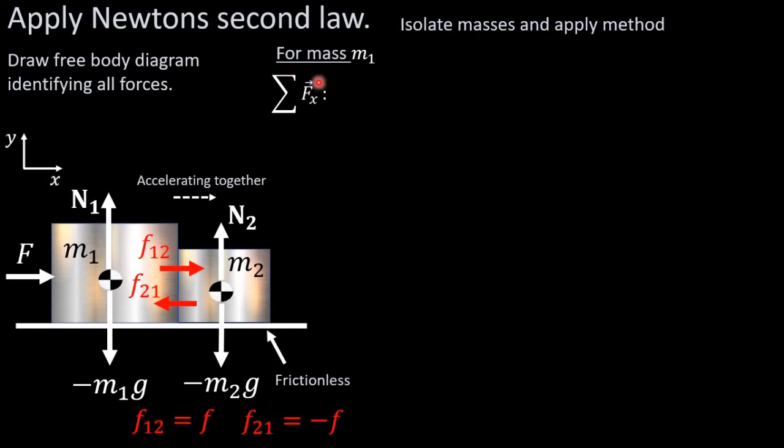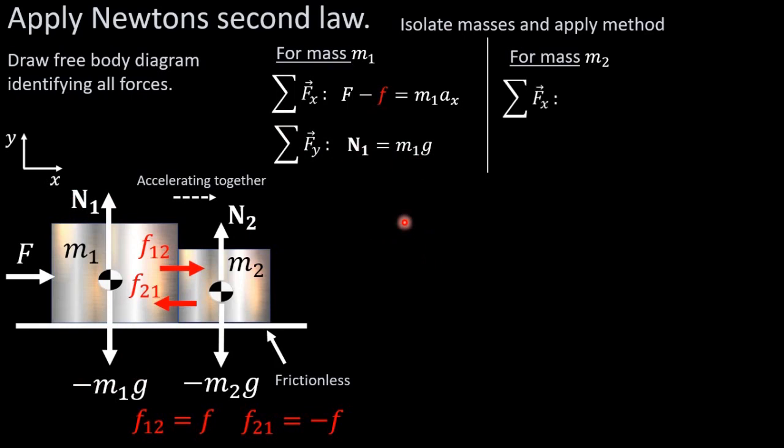So for mass 1, the sum of the forces in the x direction is going to be F, which is in the positive direction, minus F, because this force is being applied onto mass 1, and we said the force that mass 2 exerts onto mass 1 is negative, so we get this negative here. And the sum of the forces in the y direction is just going to be N1 equals m1 times g, because these two forces are equal.